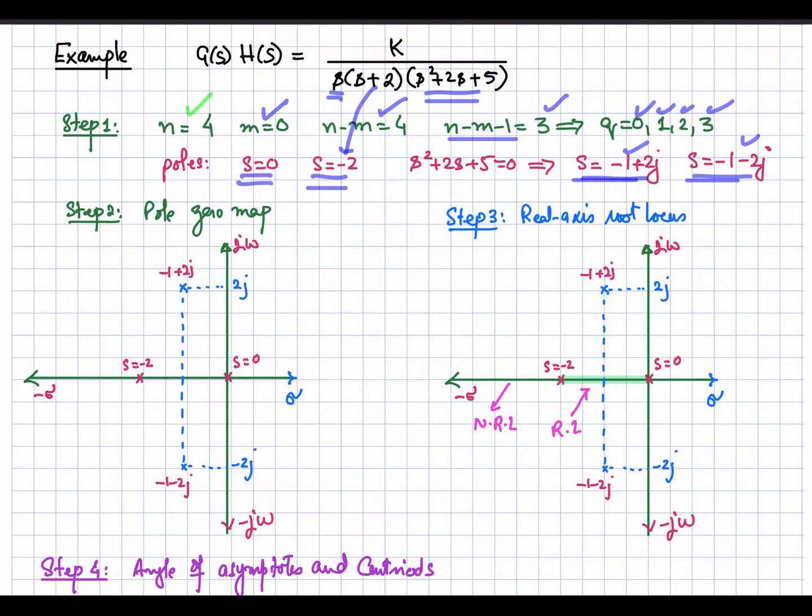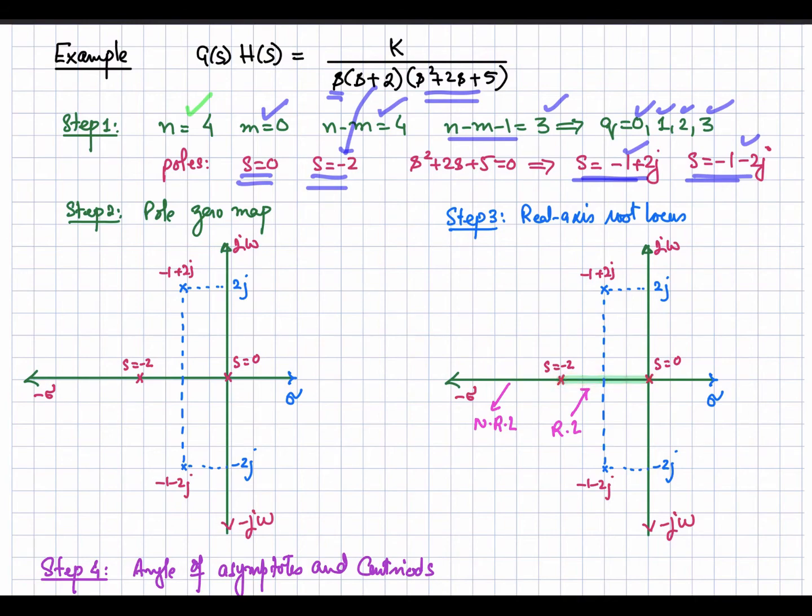Now we see which part of the real axis is part of the root locus. If we take any test point over here, there is one pole on the right side, so this is part of the root locus. This portion is not part of the root locus, because if we take any test point over here and look towards the right, one pole is this one, the other pole is this one, so it's an even number. So this is not the root locus. Only this portion is the root locus.